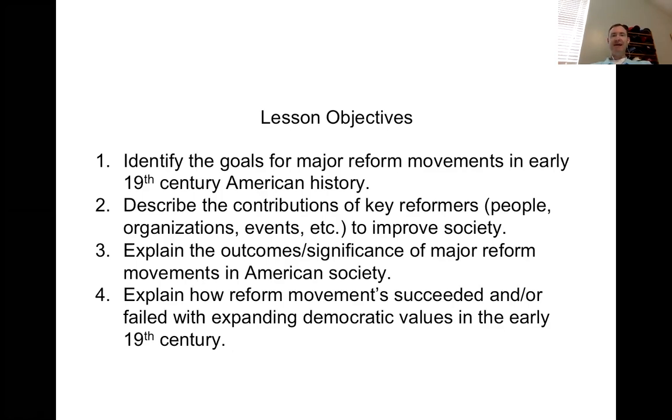One is going to be identify the goals of the major reform movements in early 19th century American history. So think about, what are things in society that definitely have progress to be made? Women's rights, abolition of slavery. Those of you that teach or are students find that education back then would have been very different. In fact, the accessibility of it, especially in areas where I live in the current South, would have been very different compared to some other parts of the country, and even some parts of the South that had wealth.